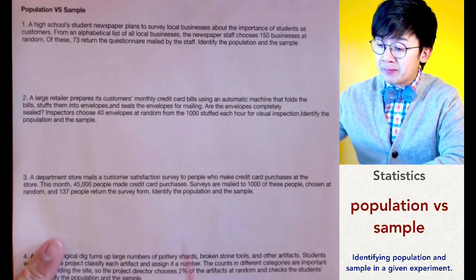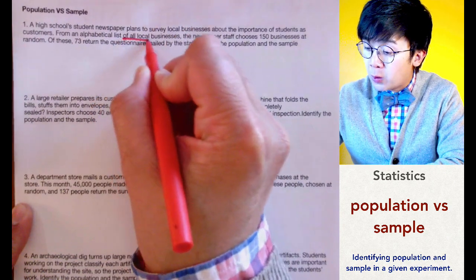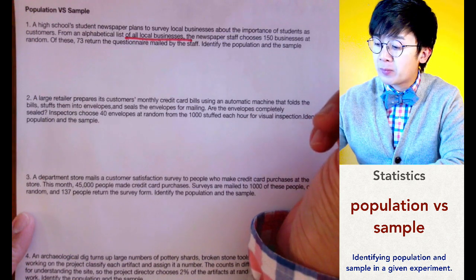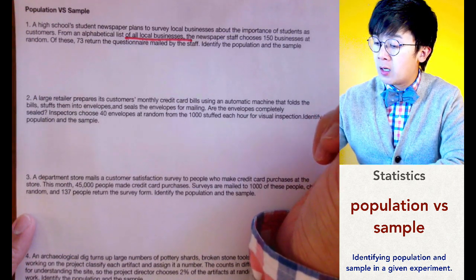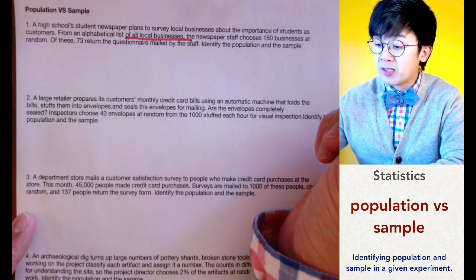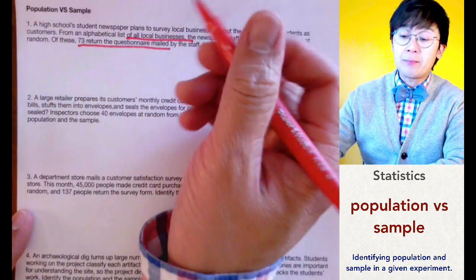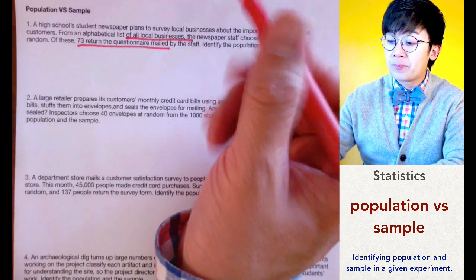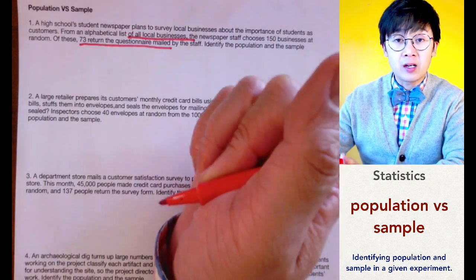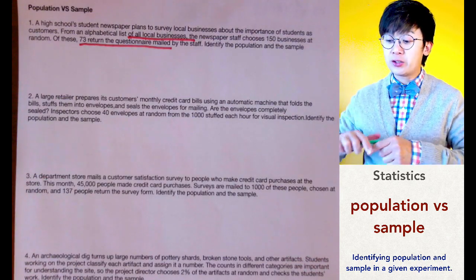So for this experiment, our population of interest would be all local businesses that the newspaper staff chooses. In this particular list, they send out, or choose, 150 businesses, but only 73 return the questionnaire. So that means our population will be all the local businesses that they have chosen, and the sample would be the 73 that returned their survey.